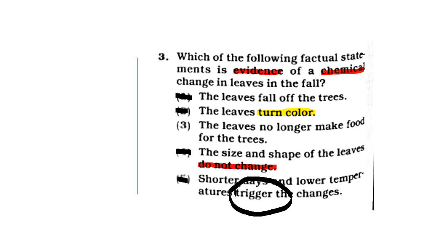Number 3, the leaves no longer make food for the trees, is the correct answer. Why? Well, we should remember from biology that chlorophyll inside the chloroplast absorbs the sunlight and enables the leaves to make glucose. If the tree does not make food anymore, that suggests that there is no energy being absorbed. It suggests that there is no chlorophyll. So something has changed inside the leaf. A chemical change has happened. So the answer is number 3.